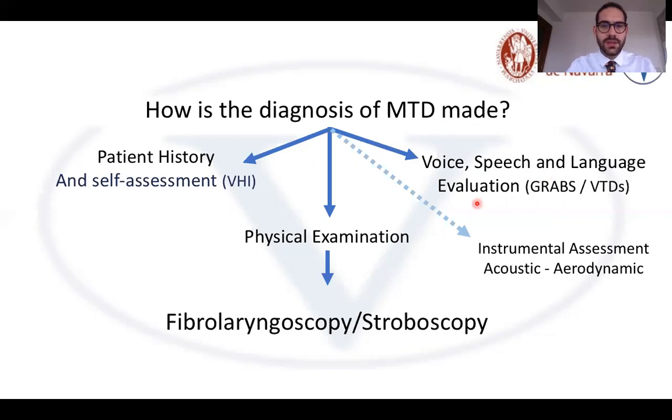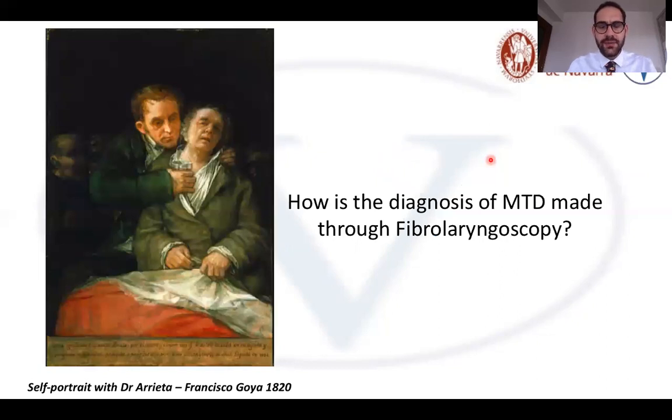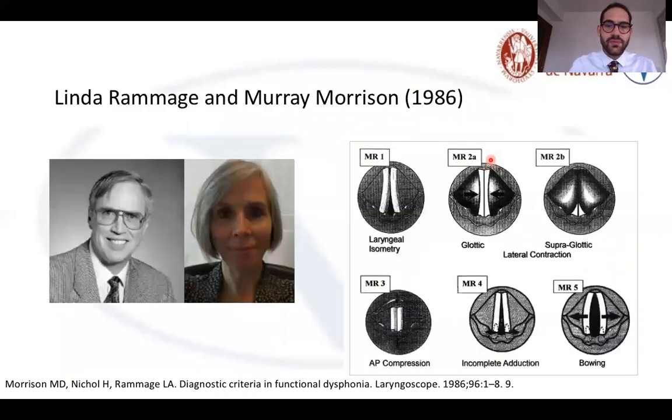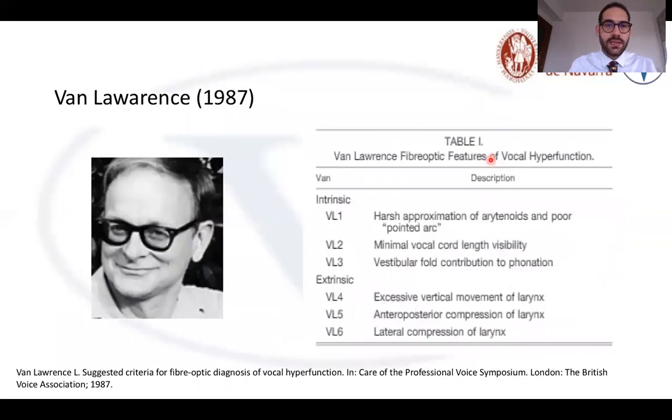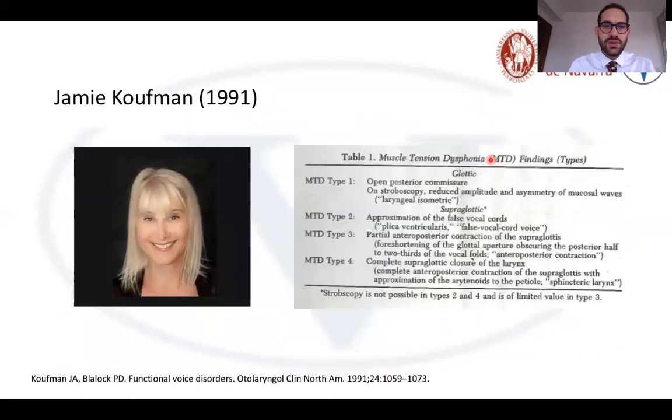But in most hospital centers, the diagnosis will basically be done through patient history, physical examination, and the voice, speech, and language evaluation. So physical examination, basically fibrolaryngoscopy, is very useful for diagnosis of MTD. But how is the diagnosis of MTD made through fibrolaryngoscopy? Well, to date, there are three main classification systems that have been described for the diagnosis or follow-up of patients with MTD. The first one was described in 1986 by Rammage and Morrison. The second one was described in 1987 by Van Lawrence. The last one was described in 1991 by Jamie Kaufman.